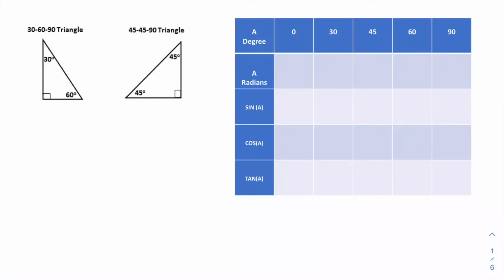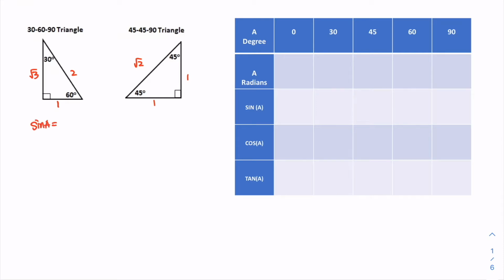Hi everybody, in this video we are going to go over how to remember trig values. The two special triangles, the 30-60-90 triangle and the 45-45-90 triangle, with sides 1, 2, radical 3 and 1, 1, radical 2. And from here we are going to define sine, cosine, tangent.